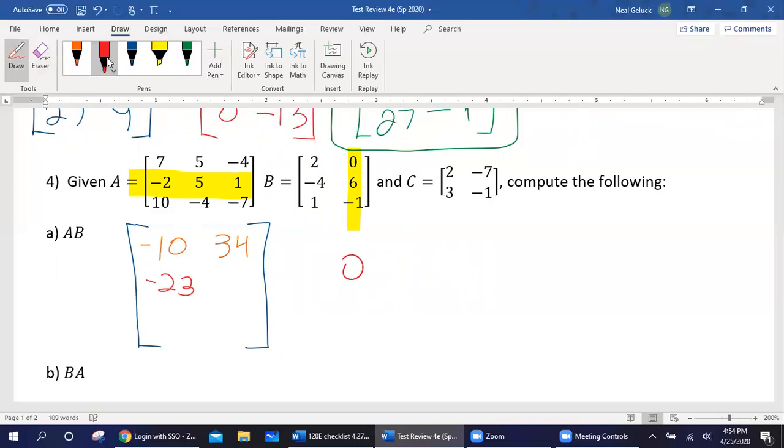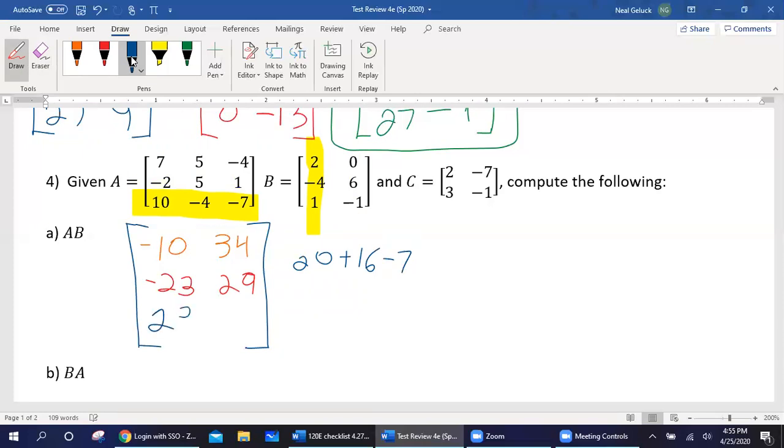-2 times 0, 5 times 6, 1 times -1. Add all that together. I've gone through the columns again, so I reset, jump down to the third row, and restart. Fortunately, I am on the last row, so I've just got 2 numbers to find here. So 10 times 2, -4 times -4, -7 times 1, and that'll give me 29.